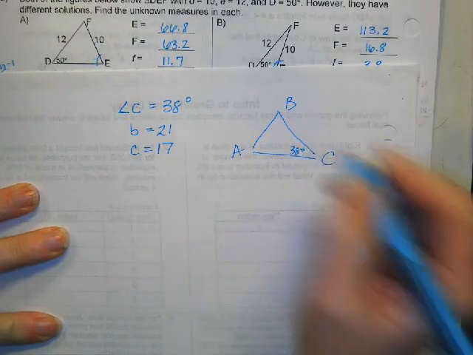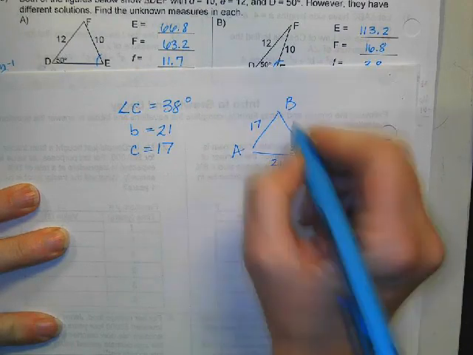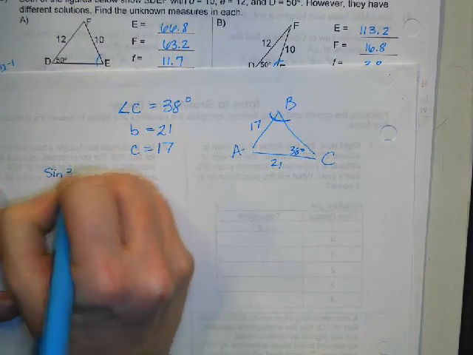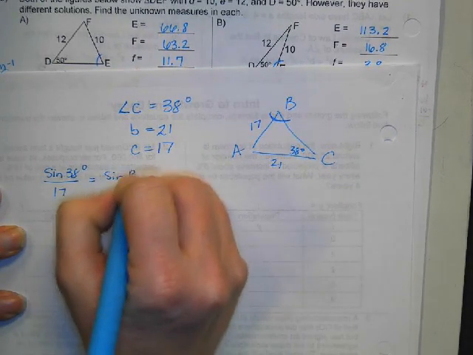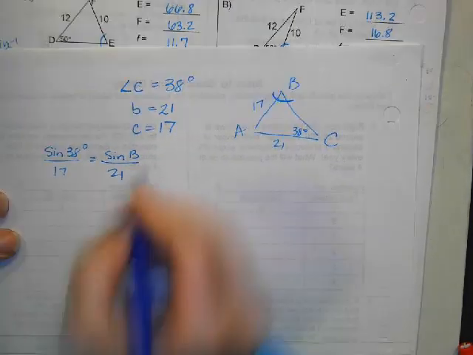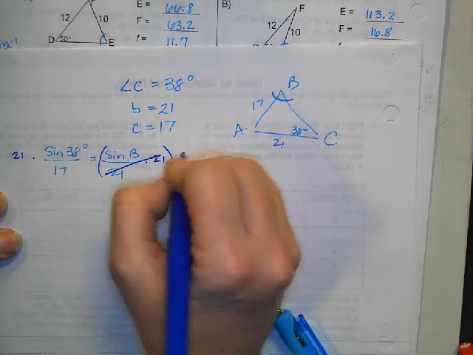They gave me 38 degrees and 17, and then B is 21. So let's look for angle B. I would do sine of 38 over 17 equals sine of B over 21. So I'm going to multiply both sides by 21, and then inverse sine.